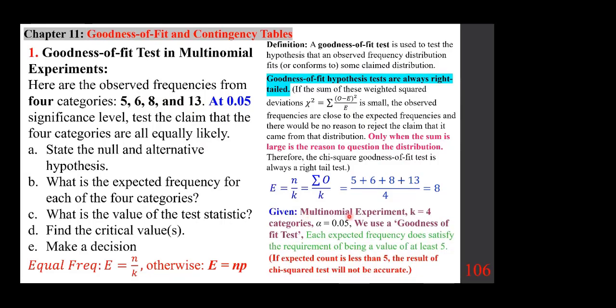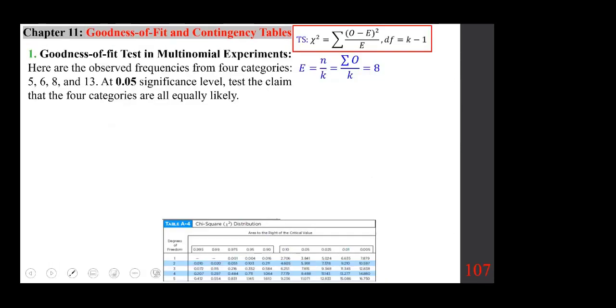Here's the given: a multinomial experiment with k equals 4. Why k equals 4? There are 4 categories. Alpha is 0.05. We use a goodness of fit test, and each expected frequency is supposed to be larger than 5. It is. And by the way, the reason is that if the expected count is less than 5, the result of the chi-square test won't be accurate. So let's go through the steps.